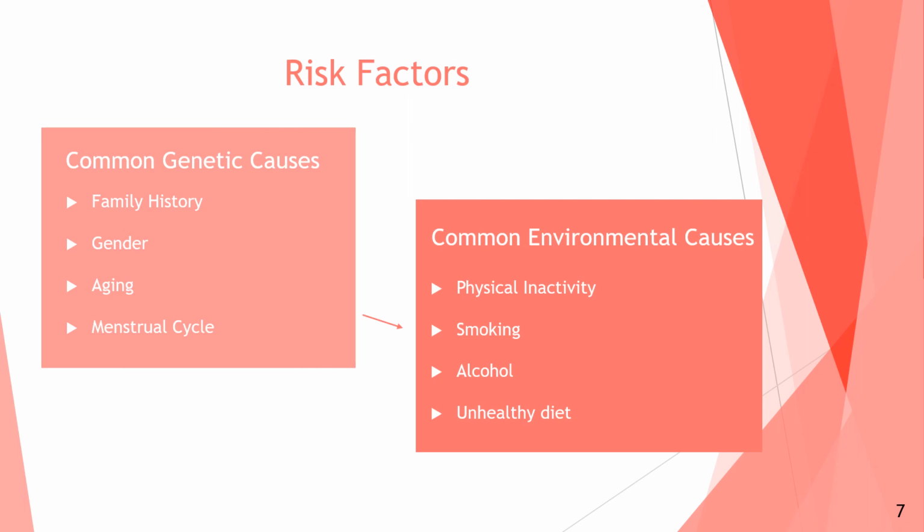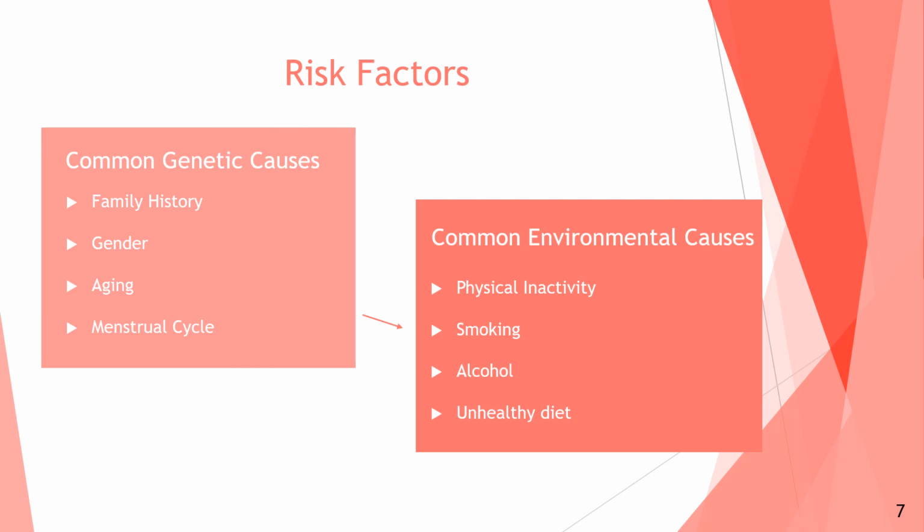Last but not least would be your menstrual cycle. Women who started menstruation, having periods, younger than the age of 12 have a higher risk of breast cancer later in life. And the same is true for women who go through menopause when they're older than 55. These are just a few of the genetic factors which you cannot change.